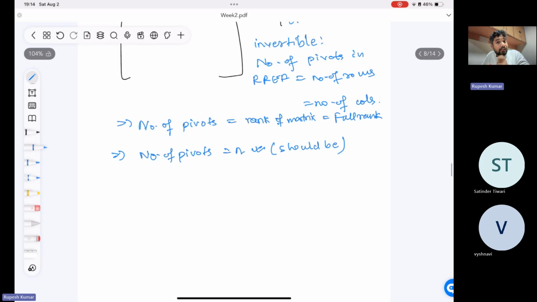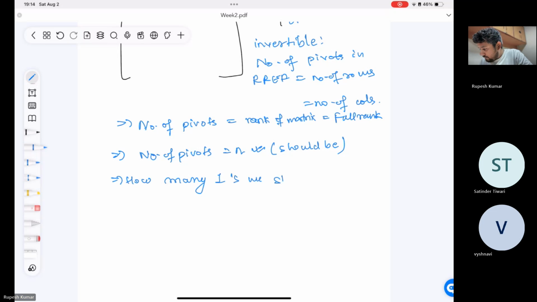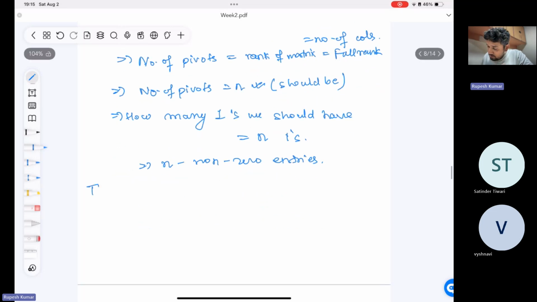So if we are saying that the number of pivots is n, how many entries are non-zero? How many entries? That implies how many ones? How many ones should we have? We should have n ones, right? That implies n non-zero entries, right? Now, total entries, how many entries do we have? Total entries we have n into n, which is n squared, and n has to be non-zero.